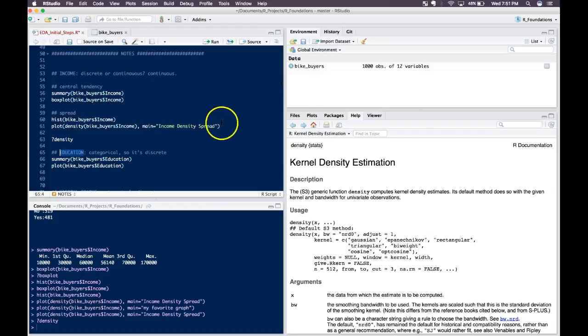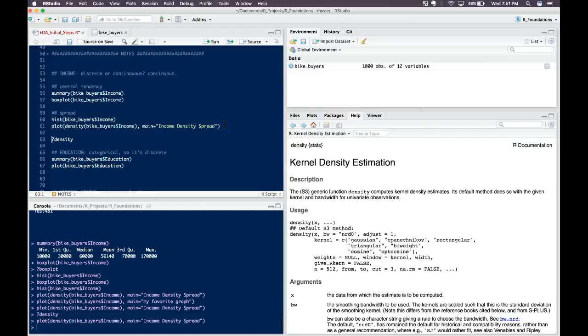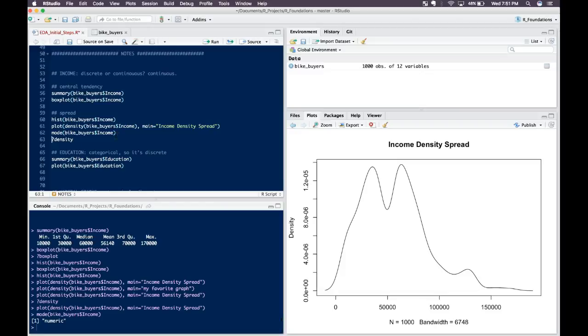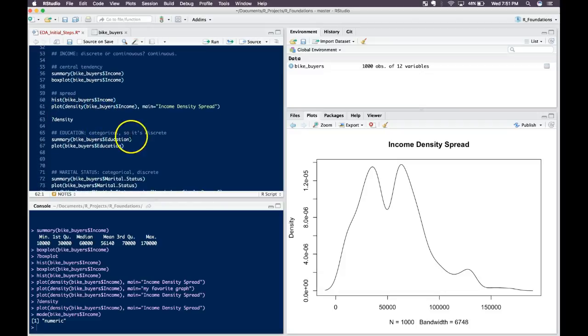So, alright, next let's look at education. Now that we know a little bit about income, we know this spread. Let's see, I think this is a function that we can do as well. Let's do bike buyers with this mode function. Let's see what it returns. Oh, most common. Nope, that's not the right one. Well, you can use a function to look up the most common value as well.